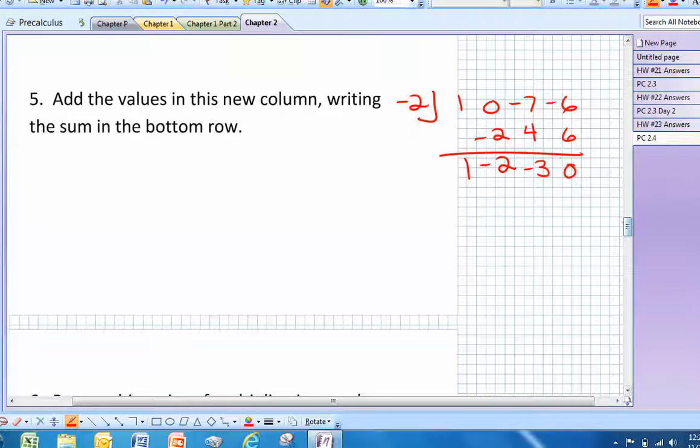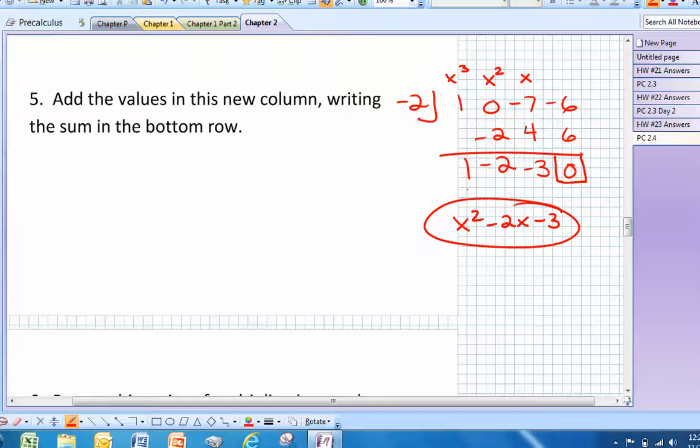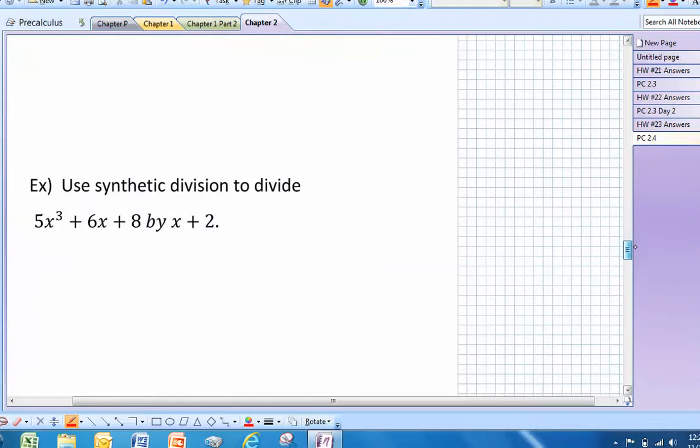So now here's the deal. If you notice, this last term is going to be your remainder. Your answer here, if this is x to the third, and this was the x squared term, and this was the x, and this was the number, well, if you started with x to the third here, your answer down here is going to be 1 less. So it's going to be x squared minus 2x minus 3, and there's no remainder. That's your answer. So let's try again.